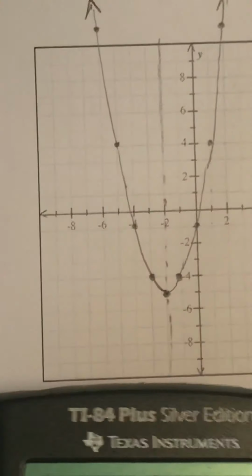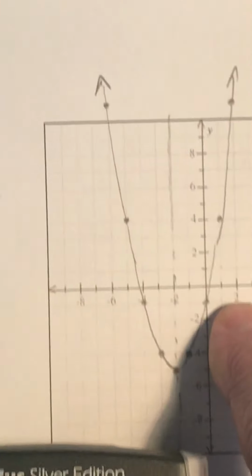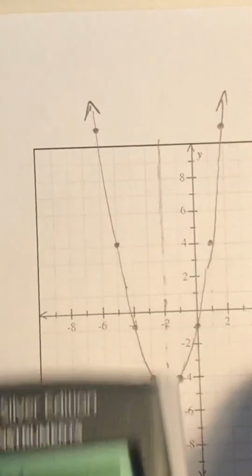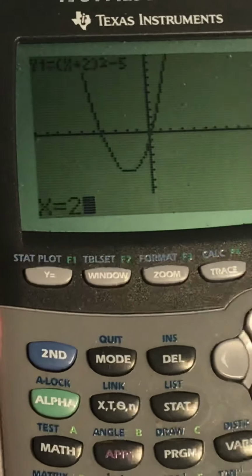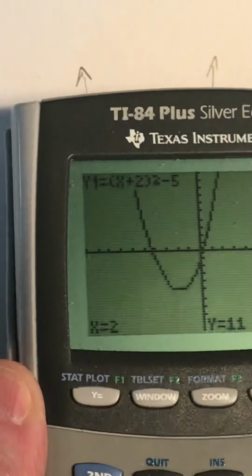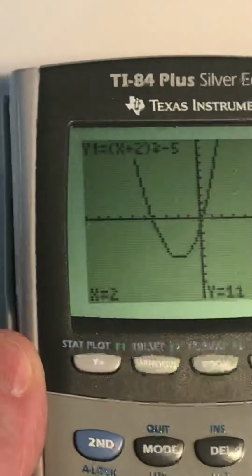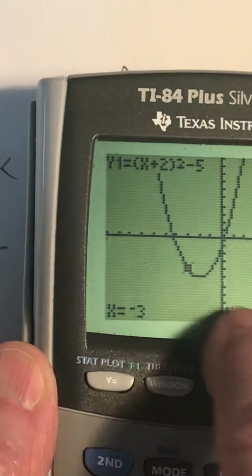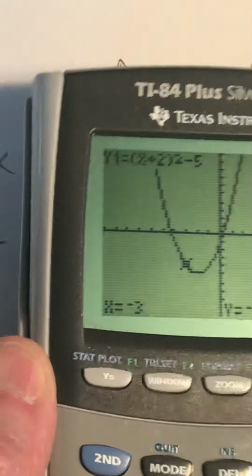I was not lying. And if I put in a 2, where was this? This was 11. Put in a 2, there's the 11. And on the other side, put in -3. And there's the -4 again, and I could keep doing that.